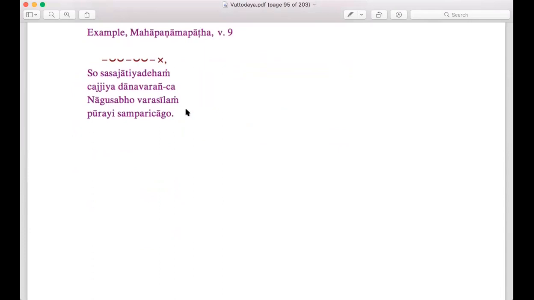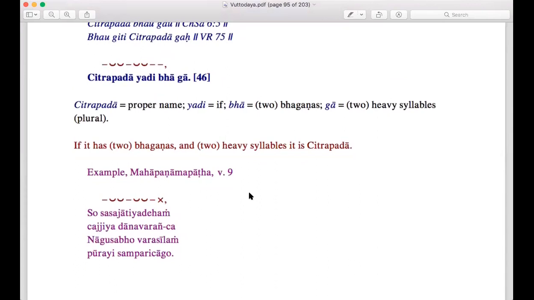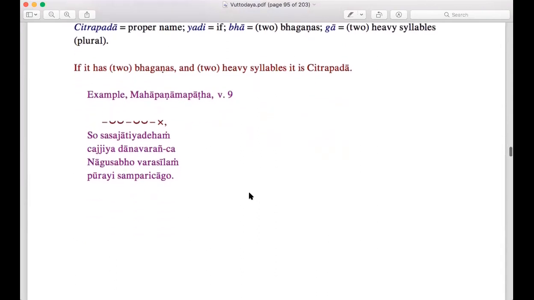So sasajatiya deham chajjiya dana varangcha nagusabho varasilang purayi samparichago. So here in every line you can observe there are 9 syllables in every line, and the rules are also followed. There are 2 bhaganas and 2 garus in every line, so you can observe it by yourself. I am not going to check it because of time.